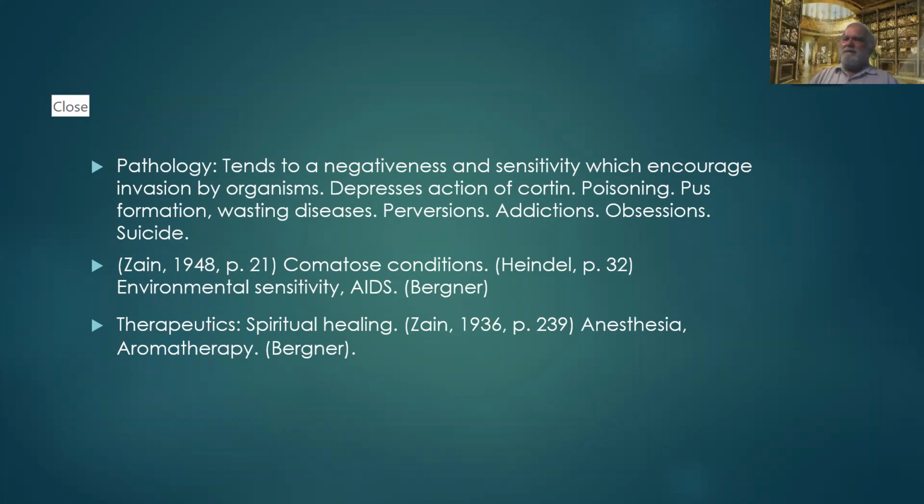And this is on the medical aspect. This is lowered host resistance, weakened host resistance. Here, Zain says it depresses the action of cortin. We call this cortisol today. That's the old term there. These are poisoning. As we're going to examine, this is pus formation, like pockets of pus, right? Things that make a pocket of pus. We're going to look at abscess, one of those, an infection that you can't fight off and it fills up with pus and it causes blood poisoning, is an abscess. Wasting diseases.